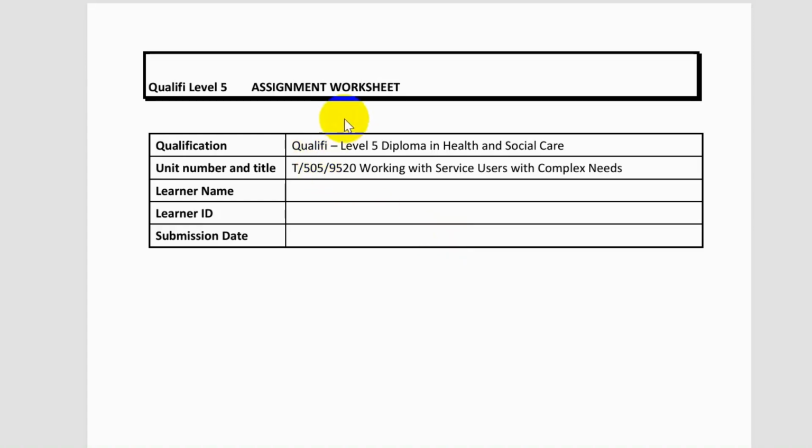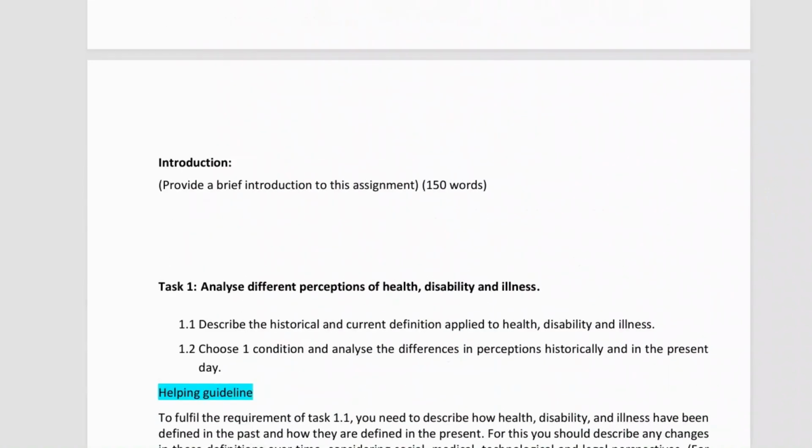This is the assignment worksheet for the Qualifi Level 5 Diploma, working with service users with complex needs, with the unit number T/650/5952. So in this video, I'll guide you on how you can meet the requirement of each of the assessment criteria and learning outcome of this specific unit.